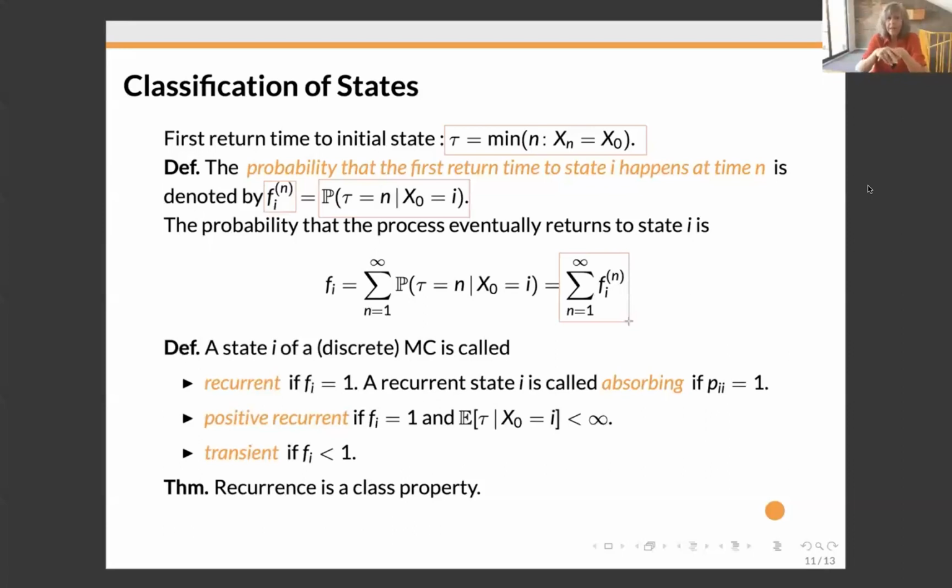We say that a state is positive recurrent if f_i is equal to 1 and the expected value of the first return time is finite. And we say that the state is transient if the probability of eventually returning is not equal to 1, but smaller than 1. And there is an important theorem that tells us that recurrence is a class property. So again, if we have one state that is recurrent and we know which are all the states that communicate with that one, then all of the states that communicate with it are also going to be recurrent.